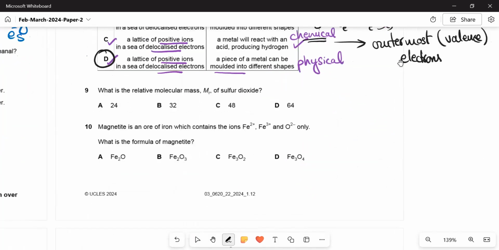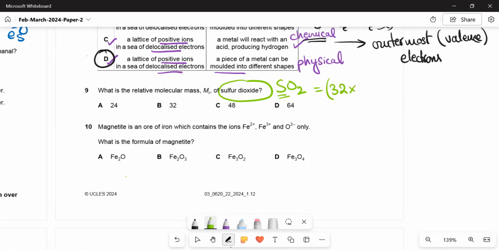Next question, what is the relative molecular mass Mr of sulfur dioxide? Now, we'll calculate the molecular mass of sulfur dioxide. Sulfur dioxide is SO2. We'll calculate its molecular mass for sulfur. The atomic mass of sulfur is 32 and its number of atoms are 1. It has just one atom. Plus for oxygen, it's 16 into 2. We have here 32 plus 16 into 2 is also 32, which makes the answer 64. So the answer is D.